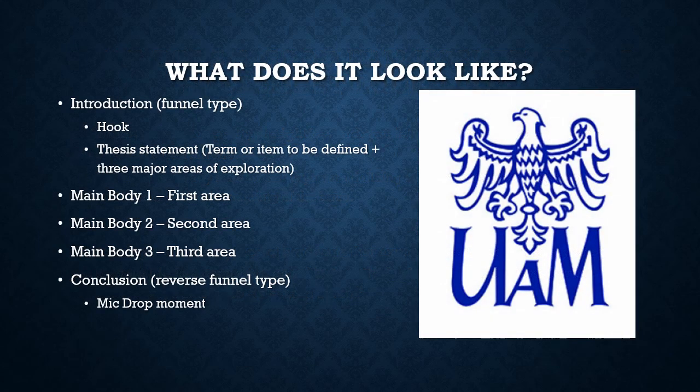Let's break out the overall organization and see what a good UIM definition essay looks like in more detail. First, you once again have your introduction, funnel type. You have your hook. You have your thesis statement. You have in that thesis statement the term or item or person to be defined, plus the three major areas of exploration that you're going to be going into.